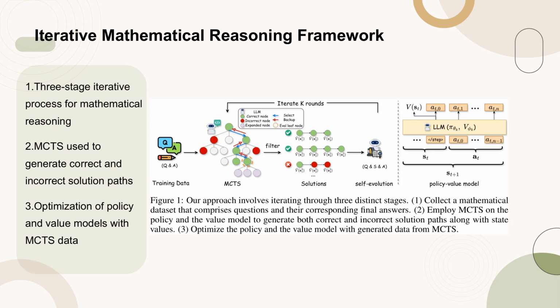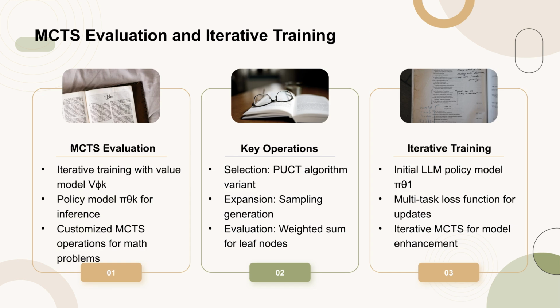professional human annotations. In this section, we discuss the evaluation of the Monte Carlo Tree Search, MCTS, algorithm and the iterative training process. The MCTS evaluation involves iterative training with a value model V_k and a policy model pi_theta_k for inference. These models are used to construct an inference algorithm that customizes the 4 key operations of MCTS specifically for mathematical problem solving. The key operations include selection using a variant of the PUCT algorithm, expansion through sampling generation, and evaluation using a weighted sum for leaf nodes.